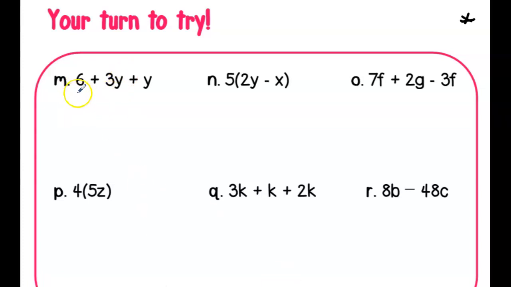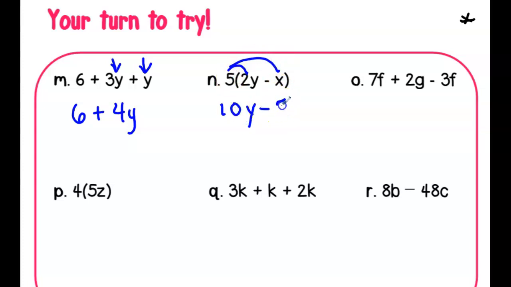This first example here, we can combine the y values. So we're going to be left with 6 plus 4y. This one is requiring us to use the distributive property the way it's set up. So we're going to do 5 times 2y, which gives us 10y. And 5 times x gives us 5x.